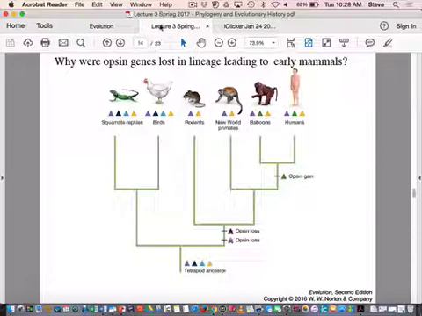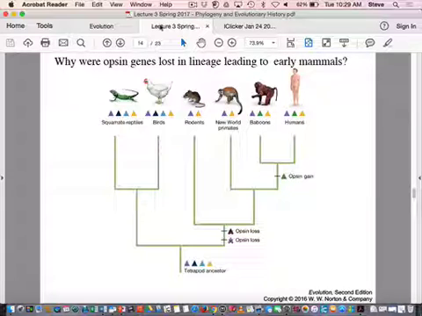Well, I can't even see. That one, and which one? That, yeah. So they lost that one and that one, okay? And then what happened in the common ancestor to baboons and humans? They gained the green visual opsin, okay? So that's how we can use these trees.